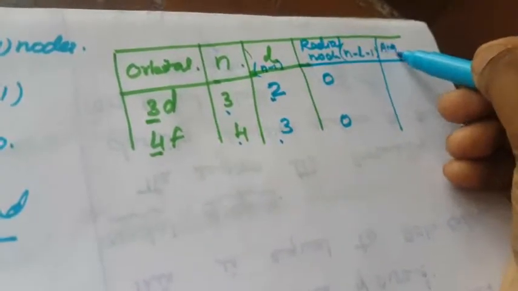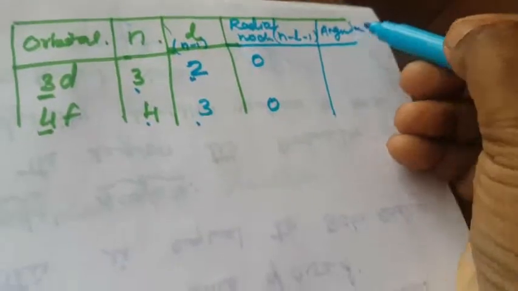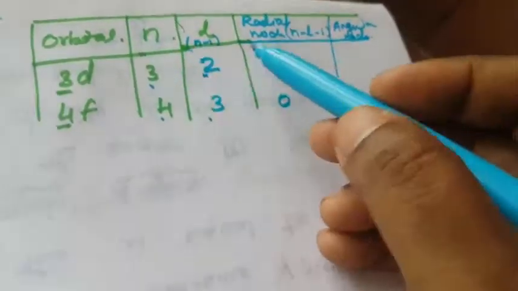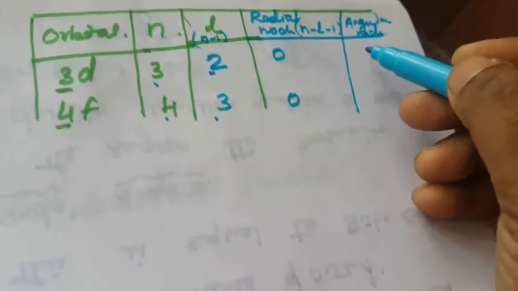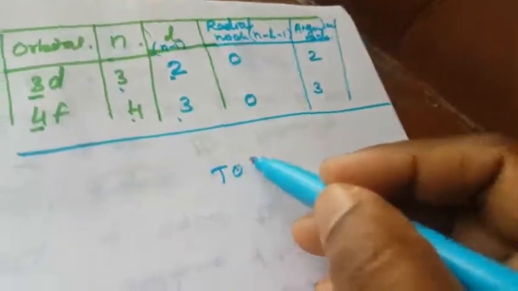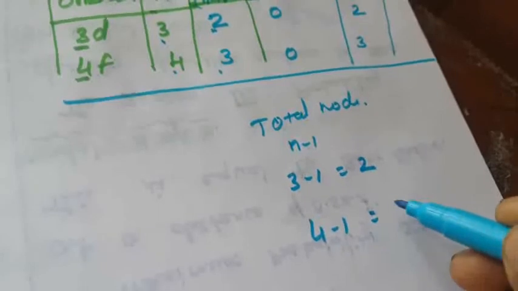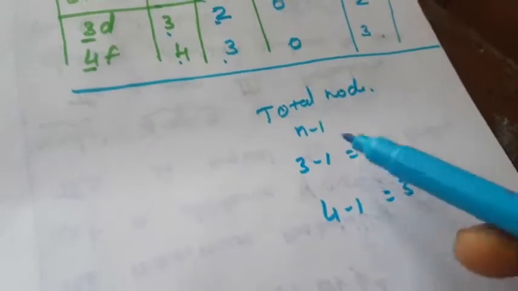Then what is meant by angular node? Next, they are asking that question. The l value is called the angular node. So here it is 2 and 3. What is the total node? I am writing the total node formula here: n minus 1. For 3d, 3 minus 1 is equal to 2. For 4f, 4 minus 1 is equal to 3. So this is the angular node, and this is the total node.